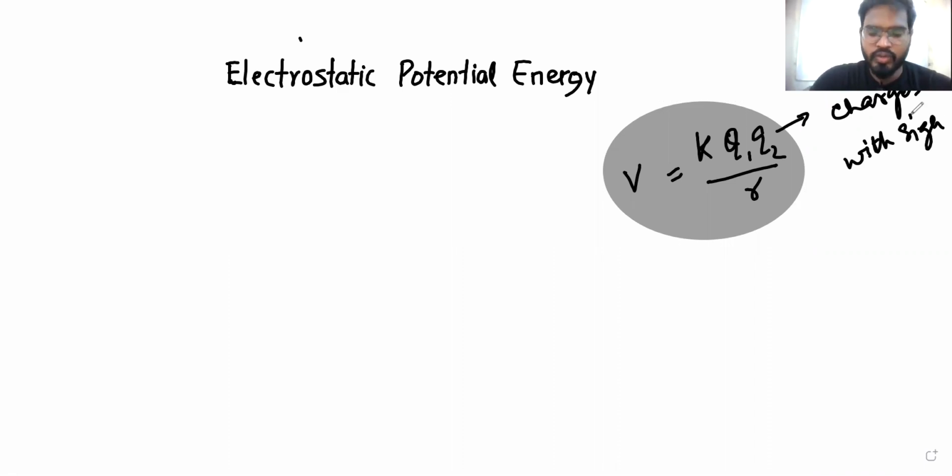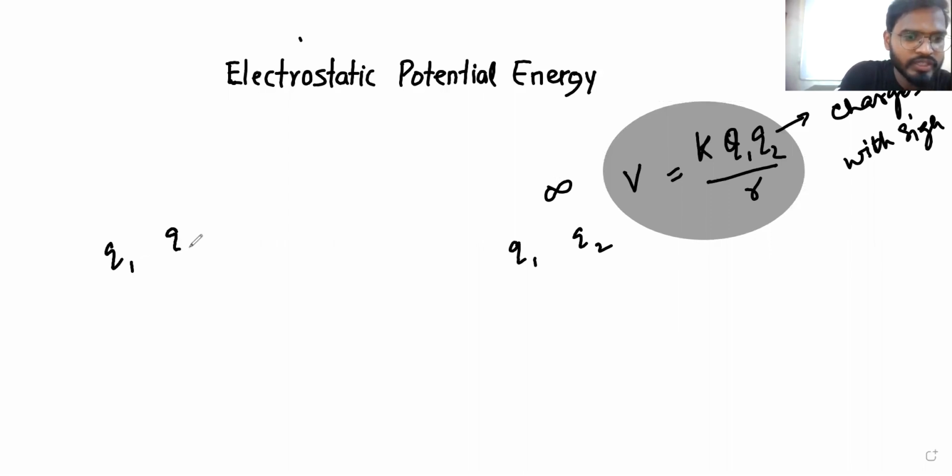Okay, so let's see. Now potential, as we know, directly potential is tough to find. We can't find potential directly; change in potential we can find. So what we are doing, two charges, let's say one Q1 charge and Q2 charge. This configuration of charge is at infinity. These two charges we are bringing, Q1 here, Q2 here at point P.